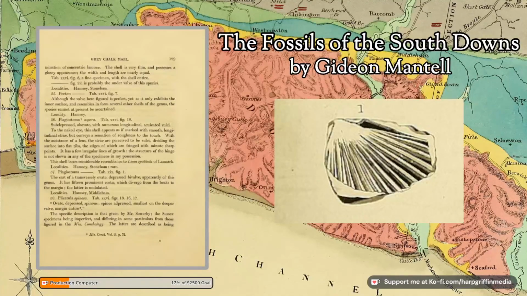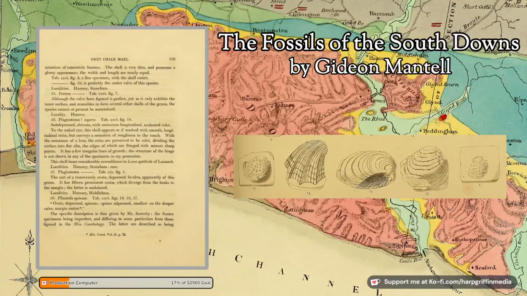57. Plagiostoma. Tablet 19, figure 1. The cast of a transversely ovate depressed bivalve, apparently of this genus. It has 15 prominent costae, which diverge from the beaks to the margin. The latter is undulated. Localities: Hamsey, Middleham.